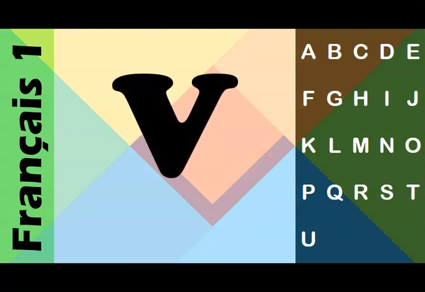Next one. V, and remember our rule. The E sound for letters becomes A in French, and that means this will be vay. Very good if you could figure that out. Smart audience. A, B, C, D, E, F, G, H, I, J, K, L, M, N, O, P, Q, R, S, T, U, V.